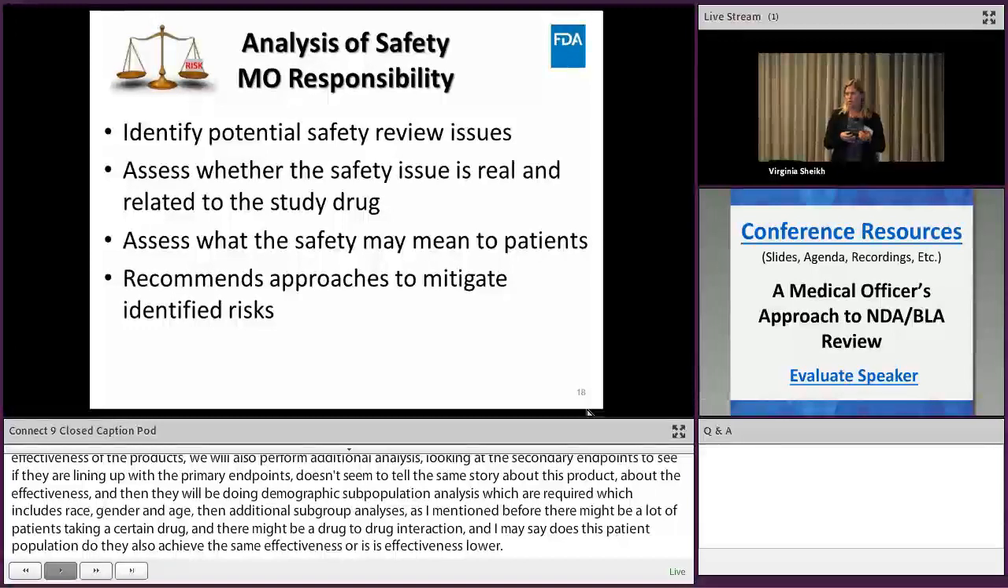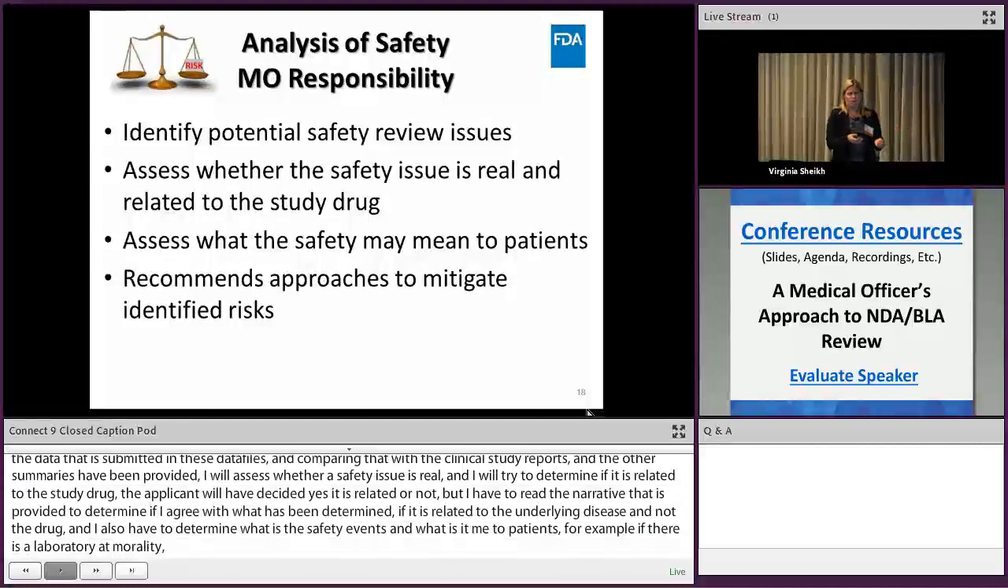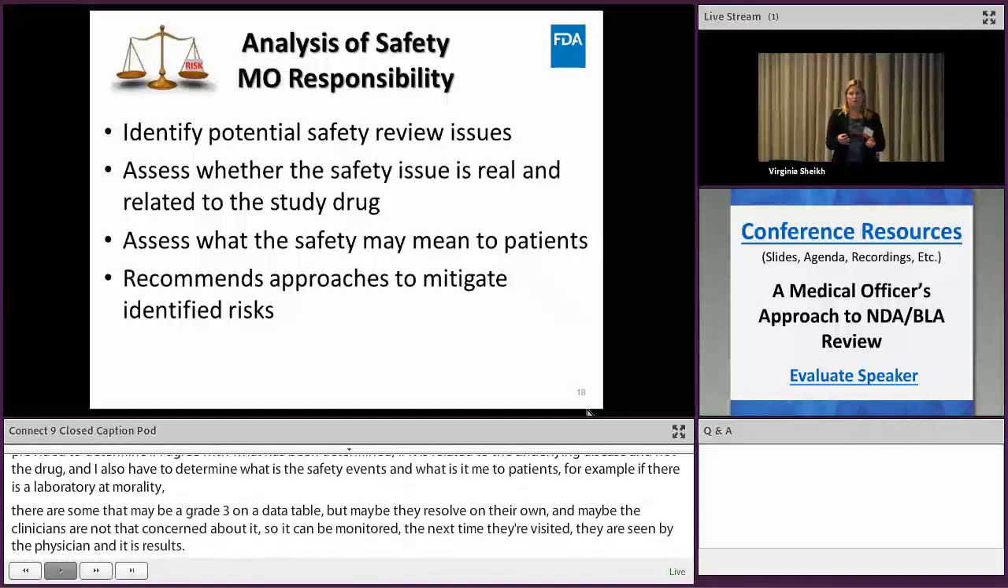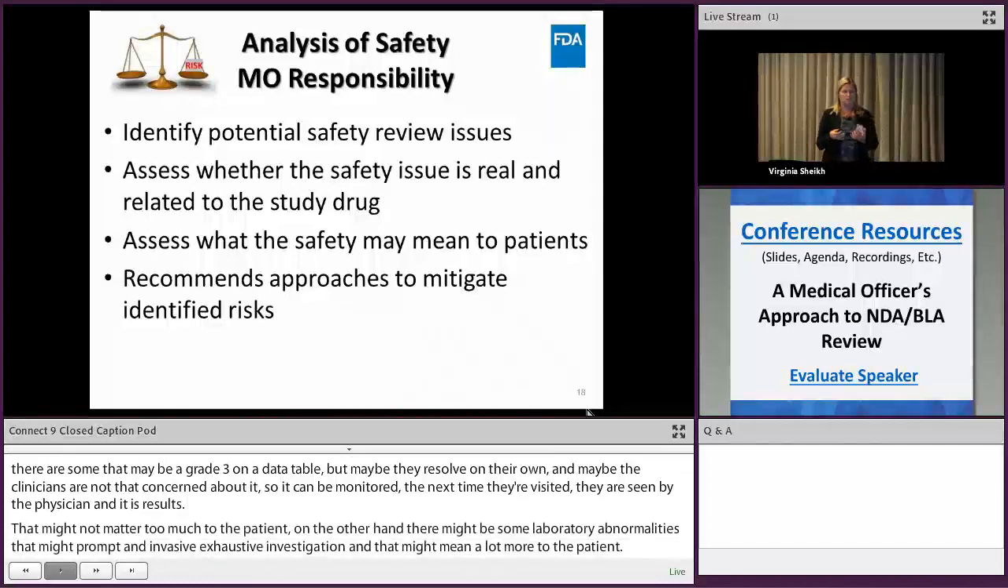And then I also have to determine, what does this safety event mean to patients? So for example, there are some laboratory abnormalities that might be a grade 3 on some sort of data table, but maybe they resolve on their own, and maybe the clinicians aren't that concerned about it, so it can be monitored, and by the next time they're seen by the physician, it's resolved. That might not matter too much to the patient. On the other hand, there might be some other laboratory abnormalities that would prompt an exhaustive and possibly invasive investigation, and that might mean a lot more to the patient. So this is where I have to use my clinical experience.